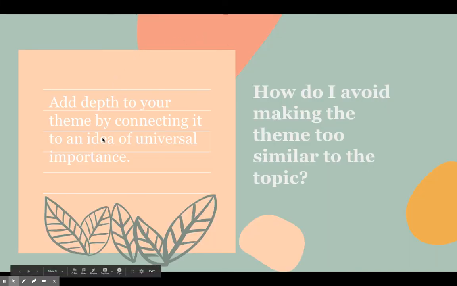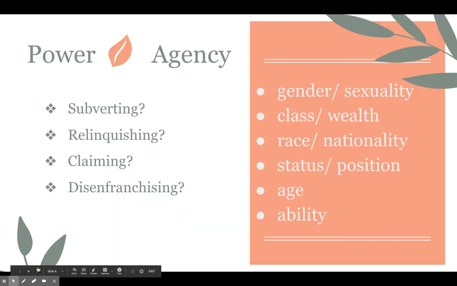So, adding depth to your theme by connecting it to an idea of universal importance. So, we've talked about how themes are supposed to be universal. They're supposed to not talk about the character, but a universal idea. And you all are doing that, but are you connecting it to an idea that's universally important? How do you know what is important? Now, I mean, obviously that's subjective, but I thought I could give you one thing that might help you add some importance, whatever that means, to your theme.